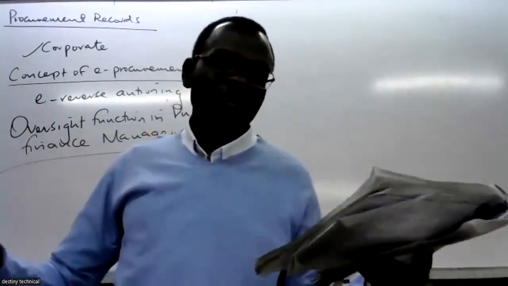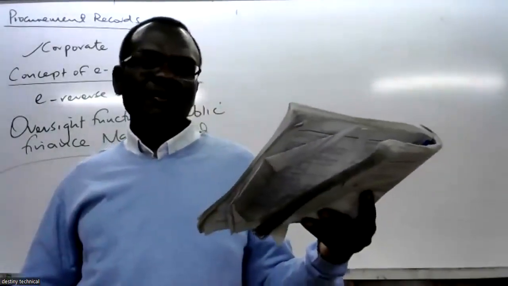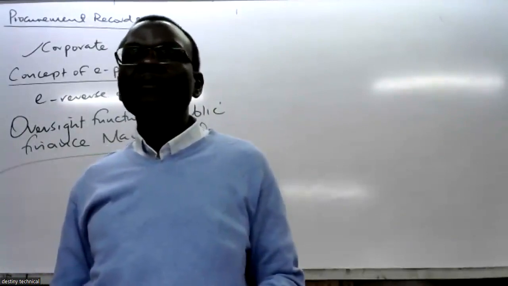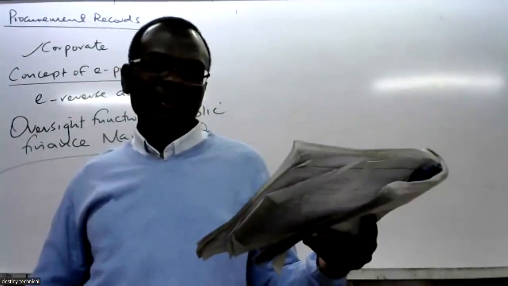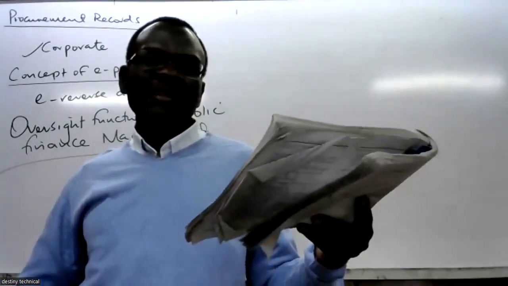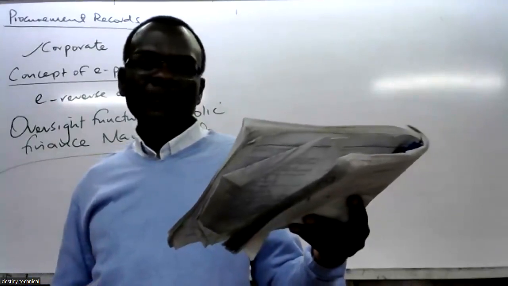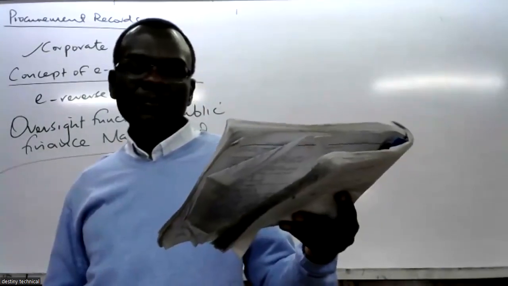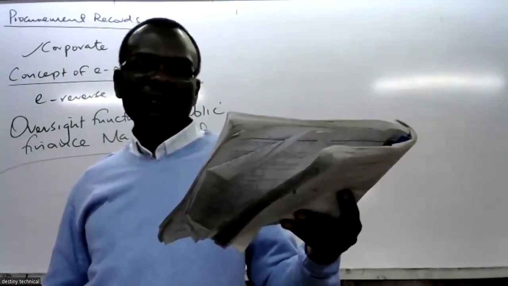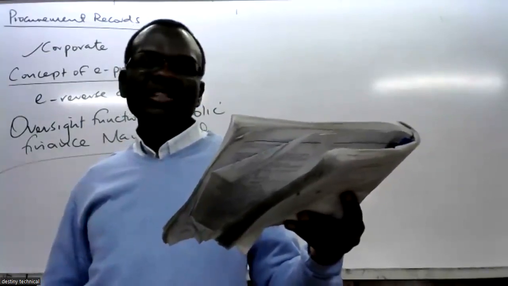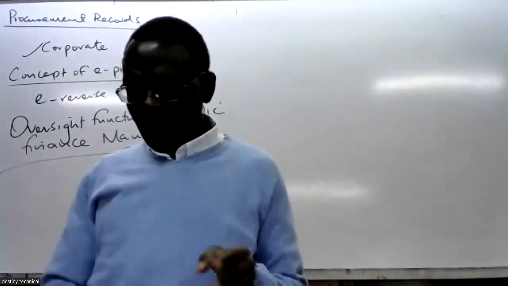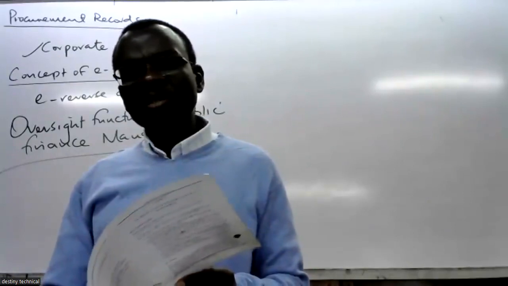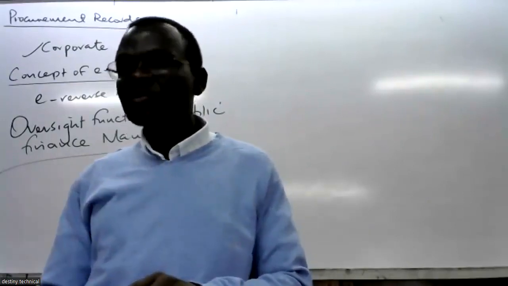B, review the county allocation of revenue bill and the division of revenue bill at least 2 months before the end of the financial year.